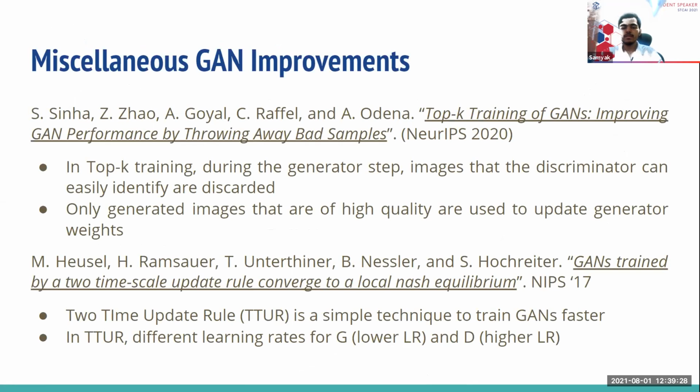And we also apply 2 GAN specific improvements. The first of them is called top K training, where we only use high quality images to update the generator weights. So basically, the images that the discriminator can identify easily are discarded in top K training. The second one is called two time scale update rule, which is simply using a lower learning rate for the generator and a higher learning rate for the discriminator.